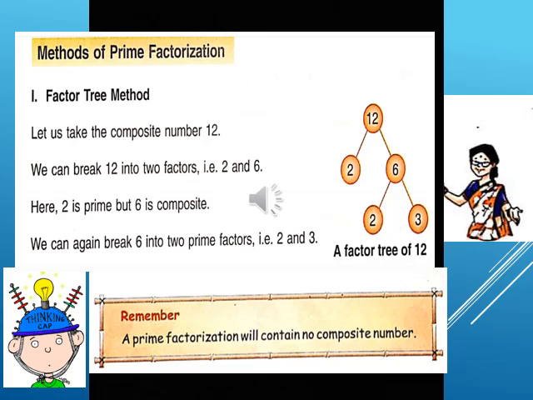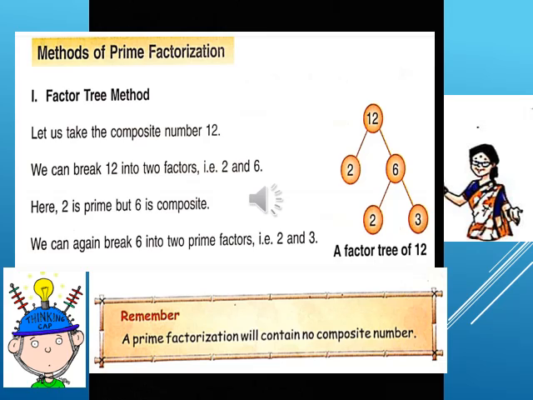Now 2 is a prime number, so leave it as it is. 6 is a composite number, so we will again break 6 into two factors. So what are the factors of 6? 2 and 3. So again draw two lines and then in the circles write 2 and 3. Now see here, the factors of 6, that is 2 and 3, are prime factors. So our factor tree method completes the steps.